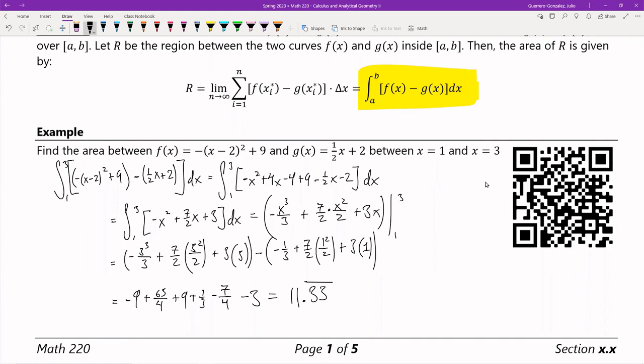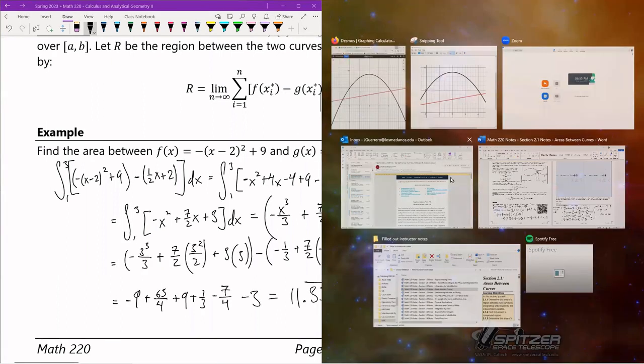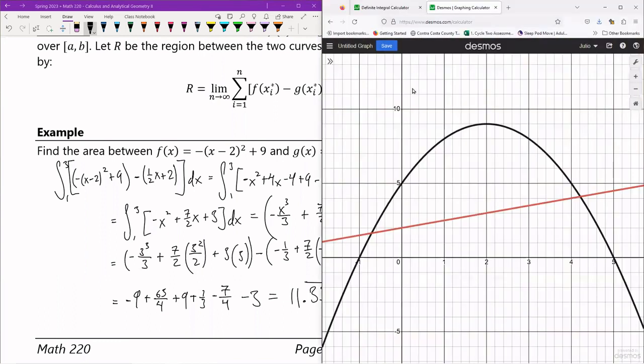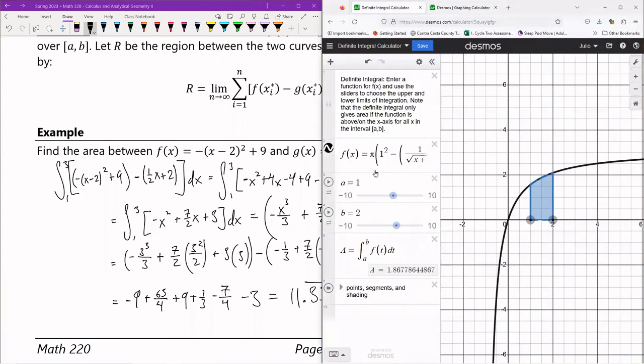Okay. I provide a QR code there so you can double check your calculations. So I'm going to show you guys how to do that really quick. I'm going to go ahead and do a split screen again. Let me find my Desmos. There we go. I'm going to go to the definite integral calculator. I'm going to go ahead and get rid of that.